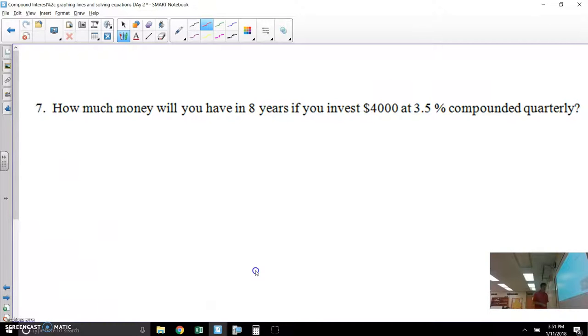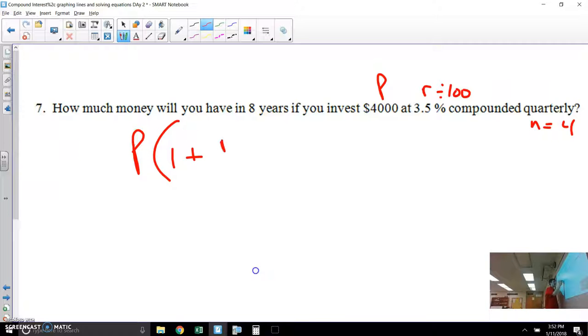Okay? How much money will you need? How much money will you have in 8 years if you invested $4,000? That sounds like a principal, with this percentage rate divided by 100, of course. And then quarterly, that means that I need to be using n as 4. Okay? So on the front of your paper, I gave you all the formulas needed to be successful here.